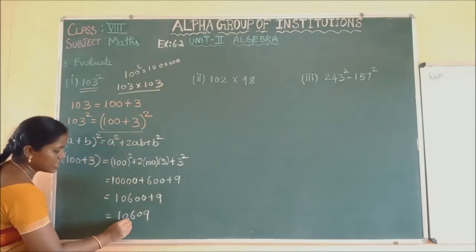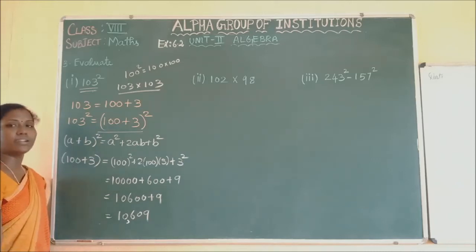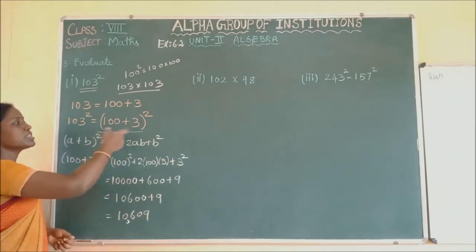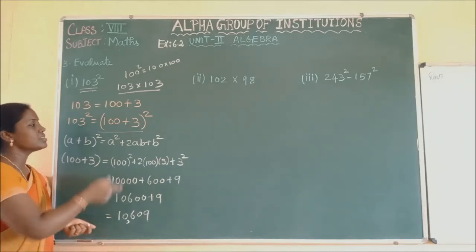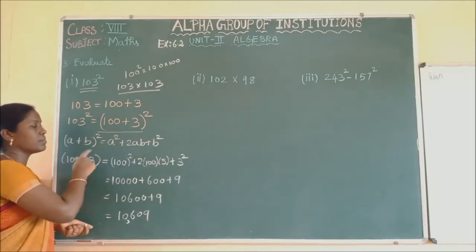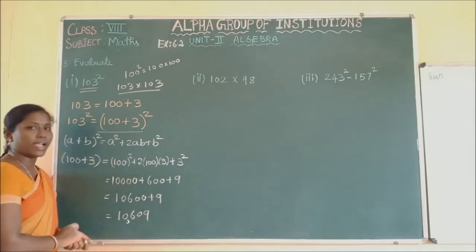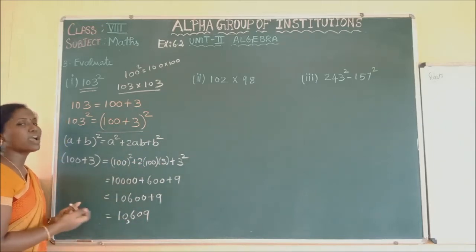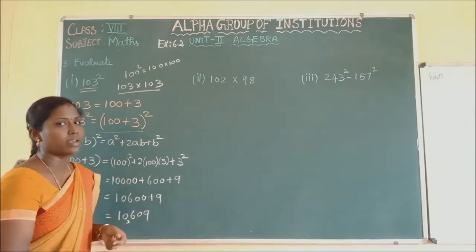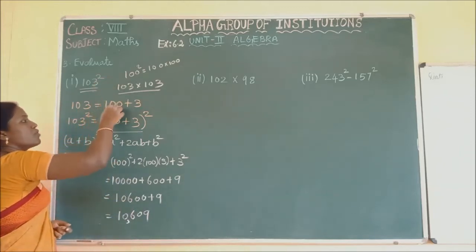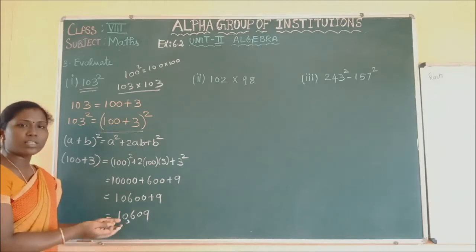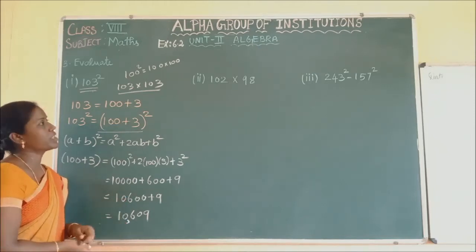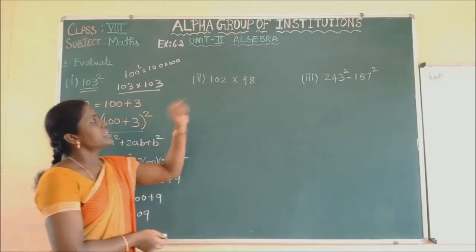That is 10,609. But using the identity, we simply found the answer without multiplying. We just expanded using the identity A plus B whole square and got the answer. So whenever you have a bigger number to find the square of, think of expressing the number in the form of an identity. If you use the identity, you can get the answer using addition itself. Now, the second subdivision.